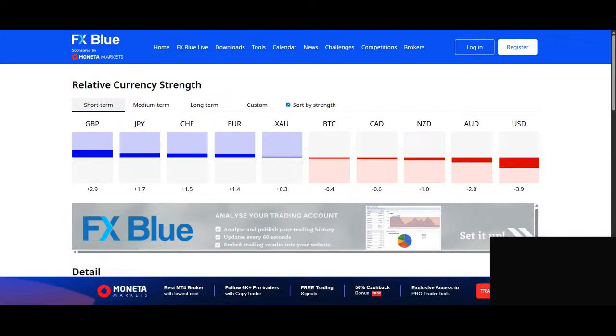I actually suffer from it most times, especially when I'm trying something new. Okay, USD CAD: short term is a sell, medium term is a buy, long term is a sell. So USD CAD, we stick to sell.